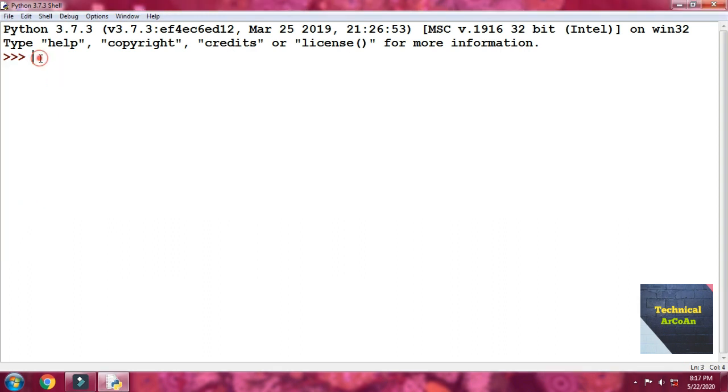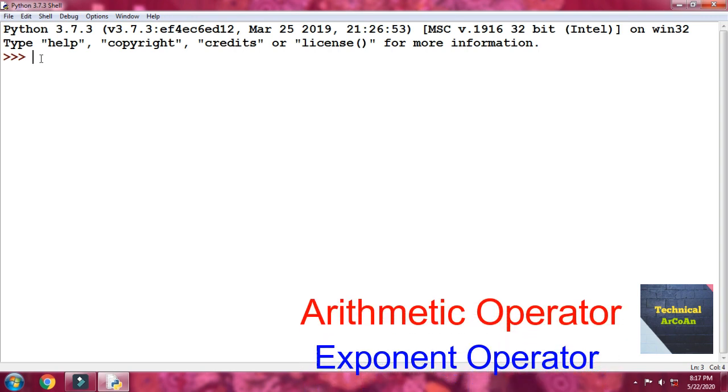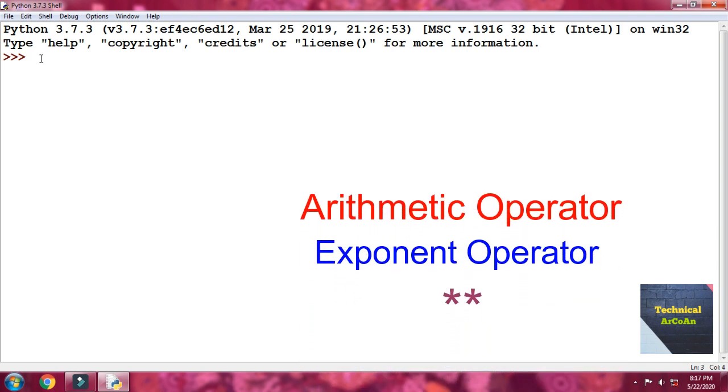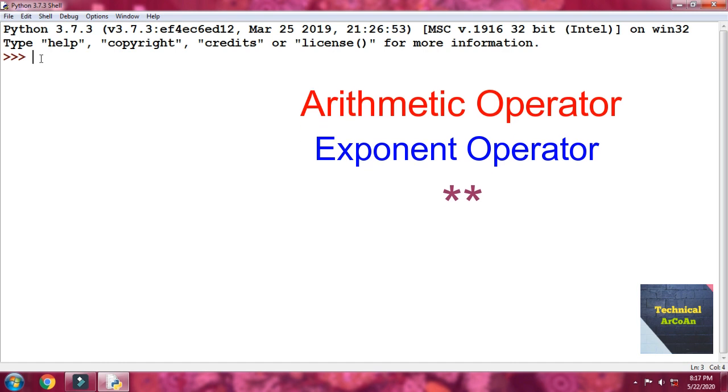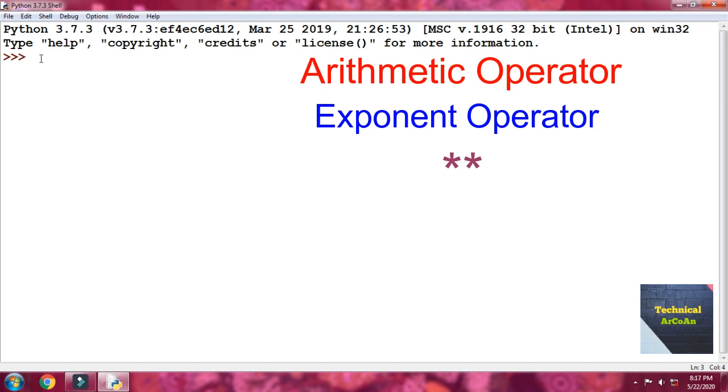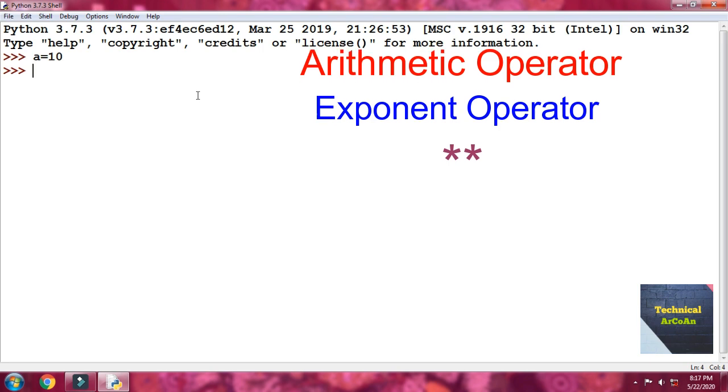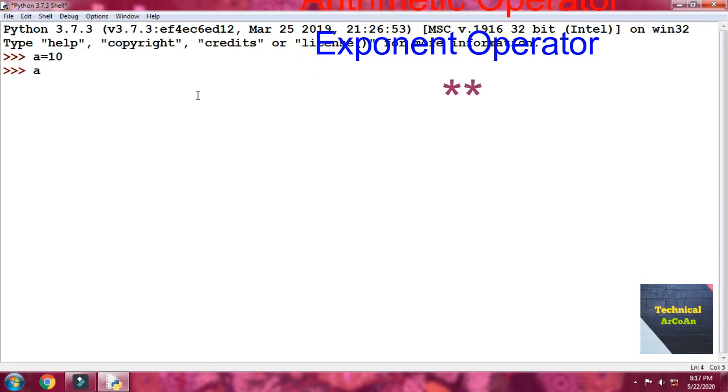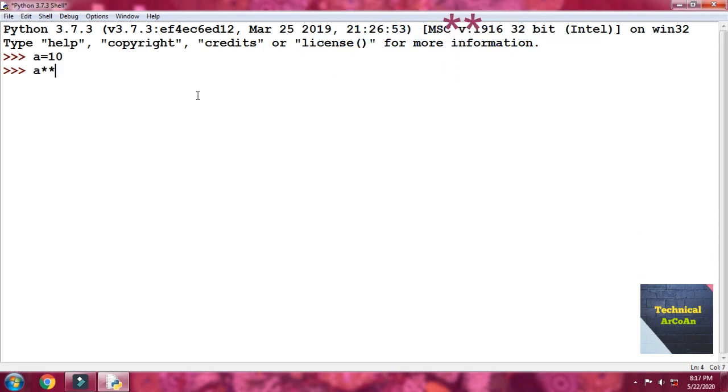Now another arithmetic operator is known as the exponent operator. It is used for exponential calculation. So go for an example. Suppose write a equal 10. After that we write a double asterisk, which is the exponent operator, and then 2 and enter, so it provides 100. Why? Because 10 to the power 2 is 100.